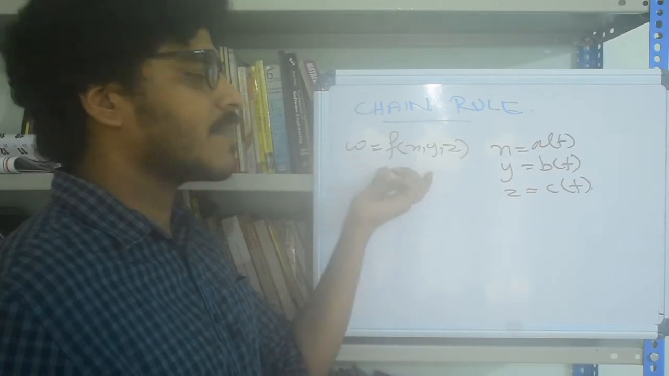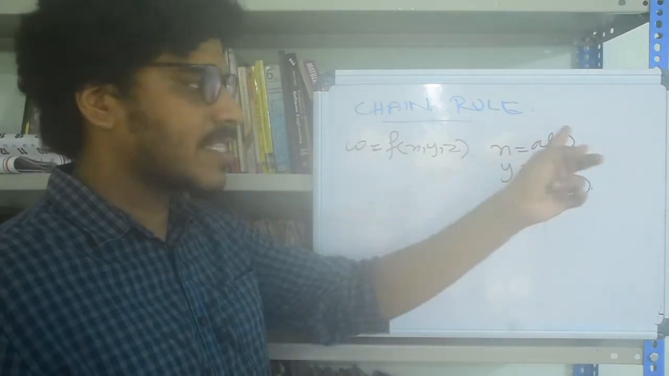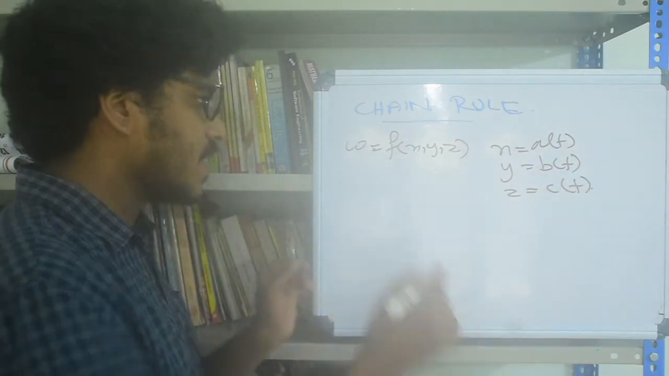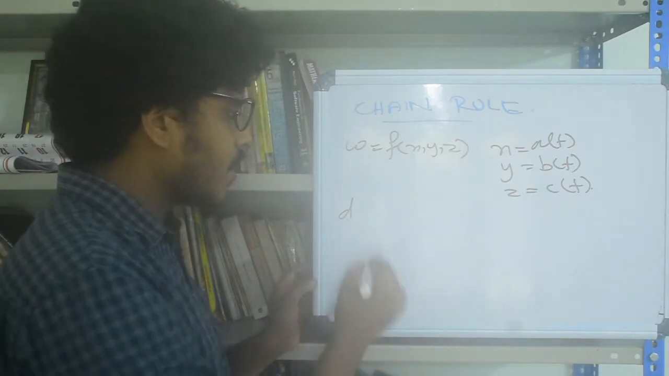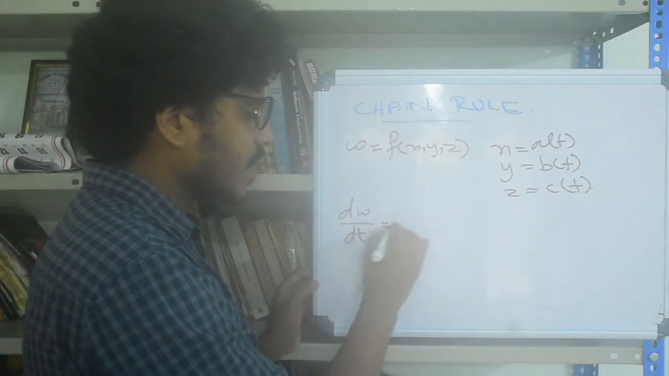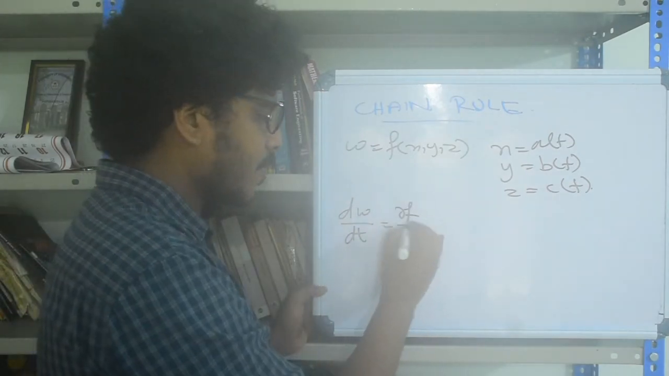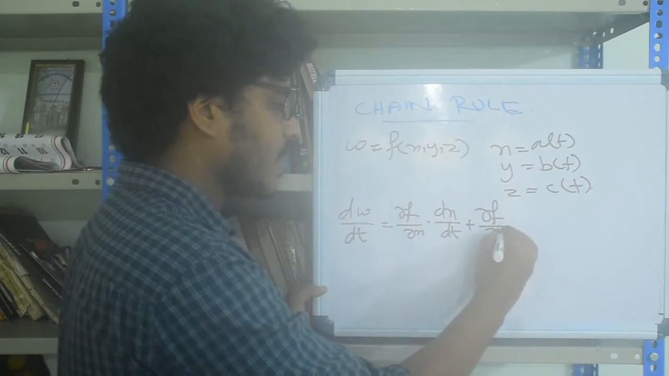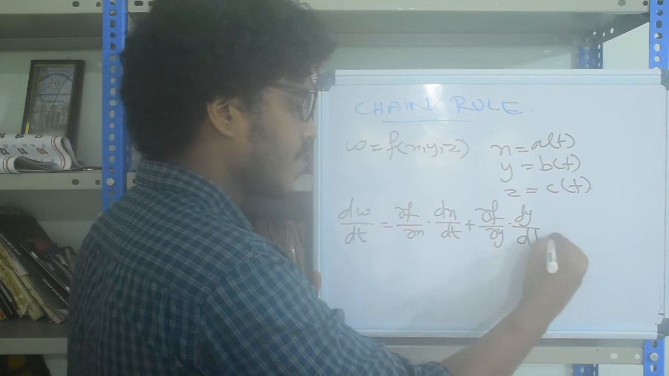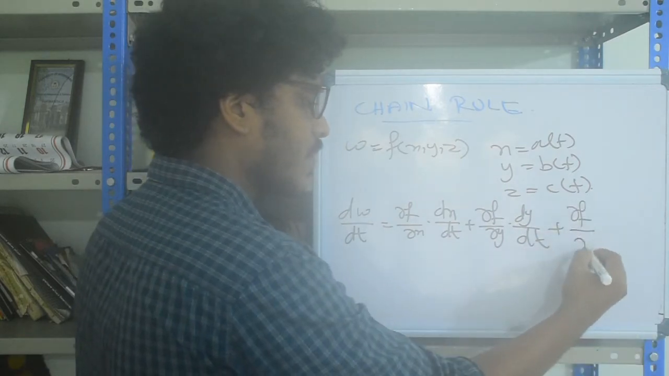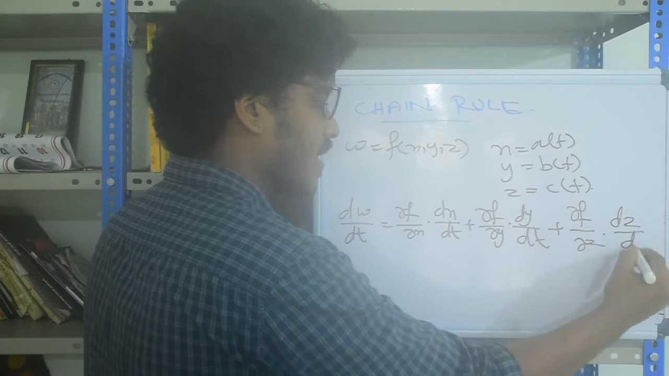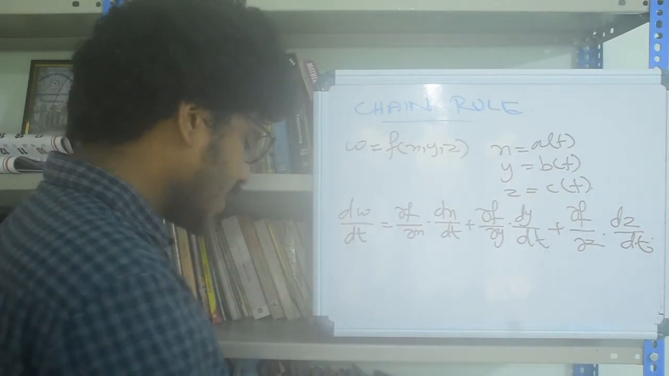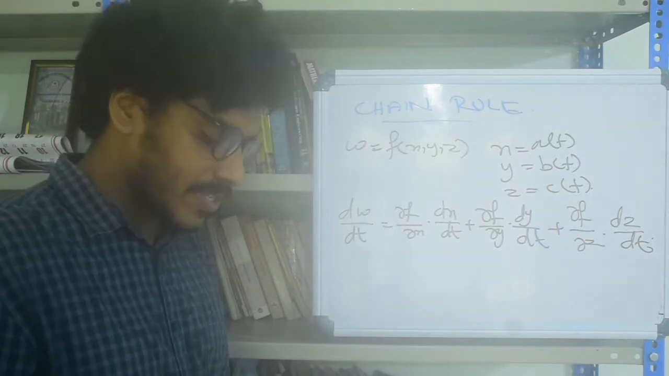So let w be a differentiable function of x, y and z, x be a differentiable function of t, y be another differentiable function of t and z be a differentiable function of t. Right. Then, extending the previous formula, dw/dt can be evaluated as ∂f/∂x into dx/dt plus ∂f/∂y into dy/dt plus ∂f/∂z into dz/dt. Right. In this manner, we can extend this chain rule to any number of finite variables.